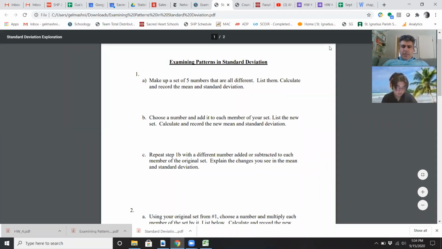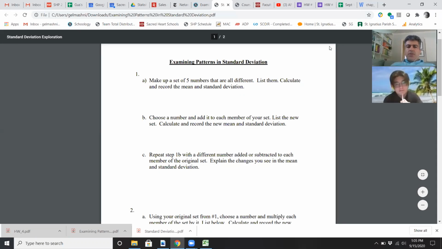So here you're asked to make up a set of 5 numbers that are all different, list them, calculate and record the mean and standard deviation. And then you're asked to choose a number and add it to each member of your set, list a new set, and then calculate and record the new mean and new standard deviation. And then for C, you're asked to repeat step 1B with a different number added or subtracted to each member of the original set and explain changes in the mean and standard deviation.